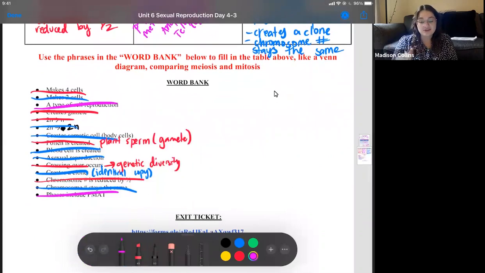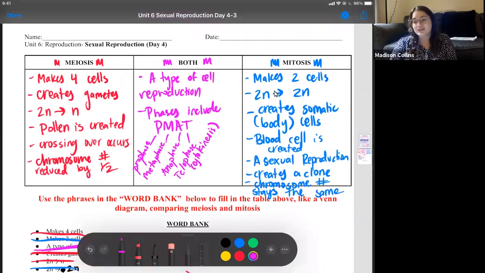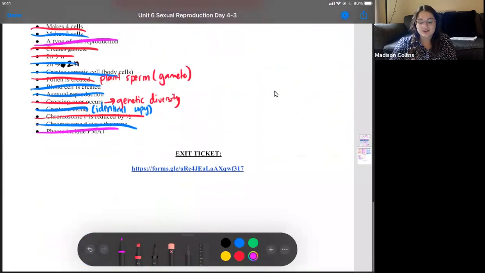Okay, so that is all you need to know about comparing and contrasting mitosis and meiosis. Make sure you know what the characteristics of each are, as well as what they have in common. Use that information to complete your exit ticket.